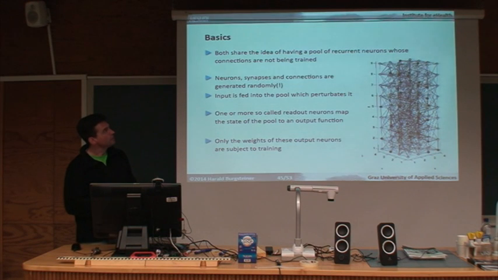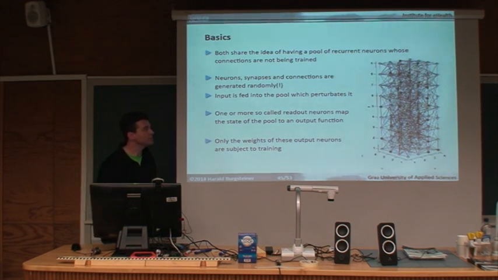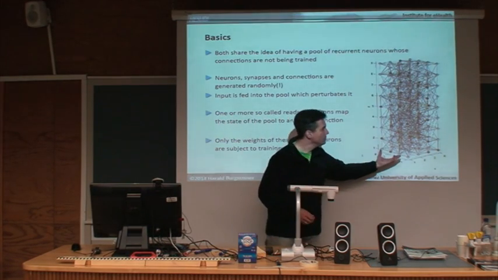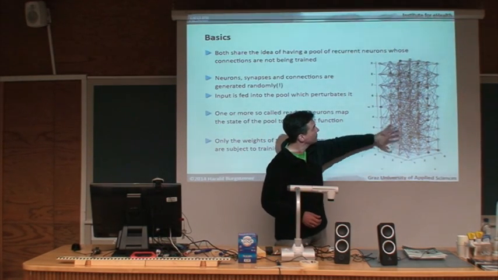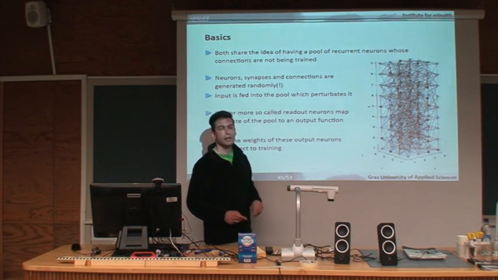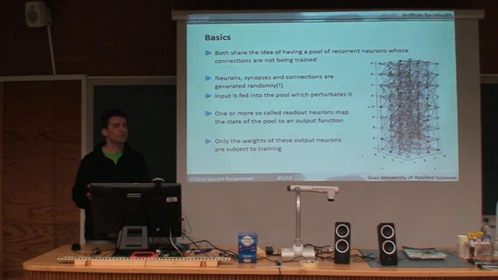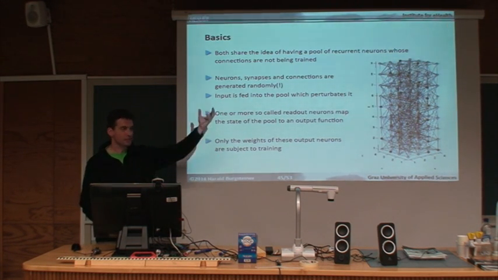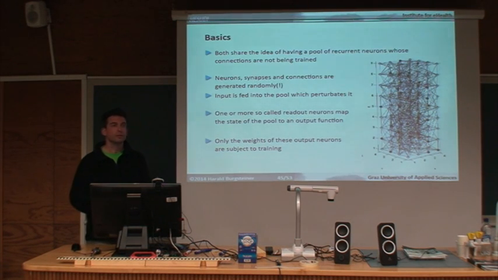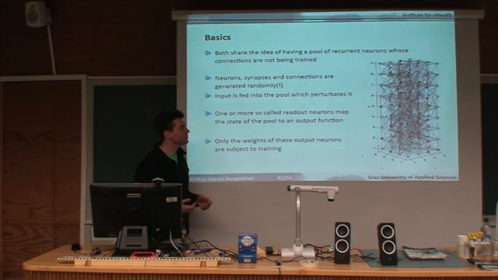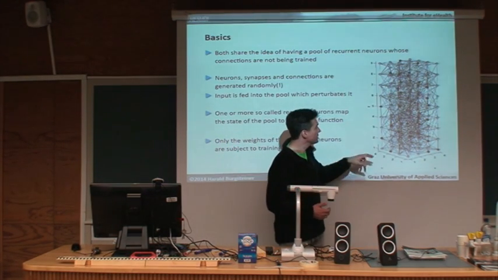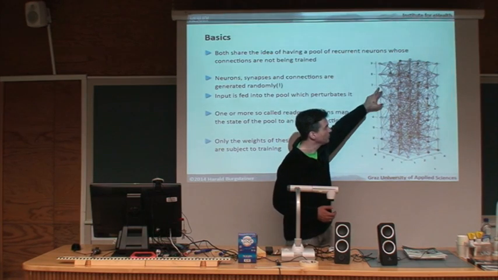Both share the idea of having a pool of recurrent neurons that is being randomly generated. Like you see it on the right side, a so-called neural microcolumn, where you just have a bunch of randomly generated neurons that are randomly connected with each other, and also the weights are being set randomly. You're also not interested in trying to find optimal weights within this pool of neurons. You're just feeding the pool of neurons with some inputs. So you're connecting one of your sensors, for example, or several sensors to some of the neurons.